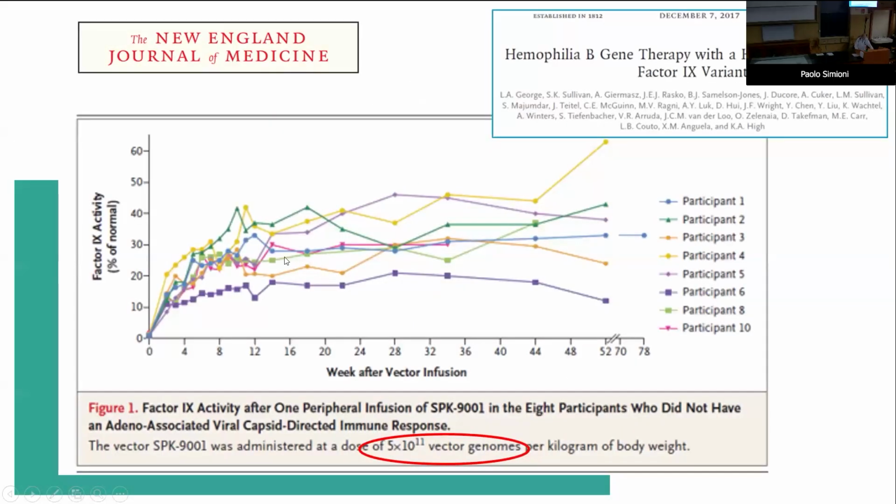hemophilia B patient. These are one of the first clinical studies published. As you can see, you have an increase of factor IX from almost zero, as you find in severe hemophilia B patients, to 30 to 40%. That means you cure the patient clearly from hemophilia. And this is because factor IX Padua was present in the preparation.